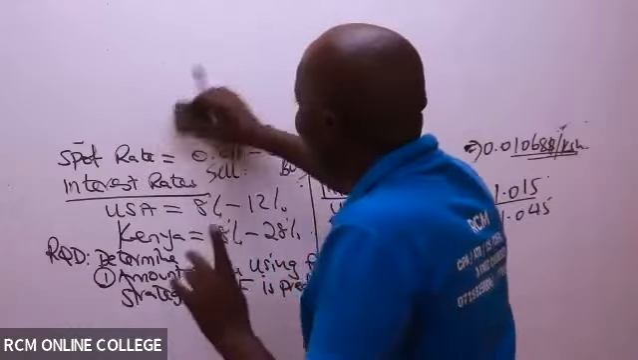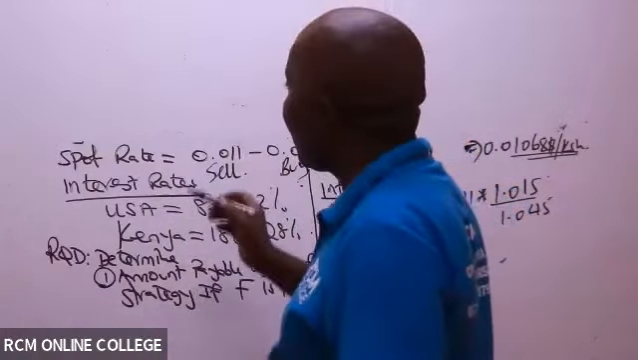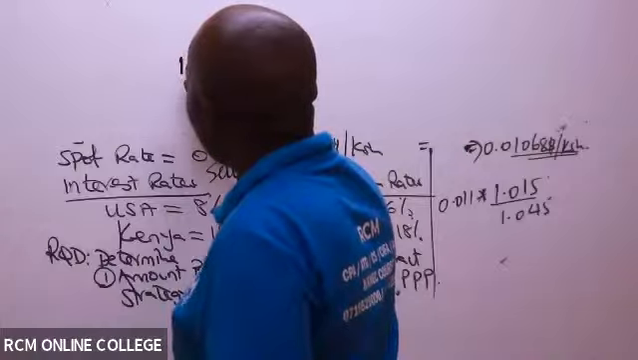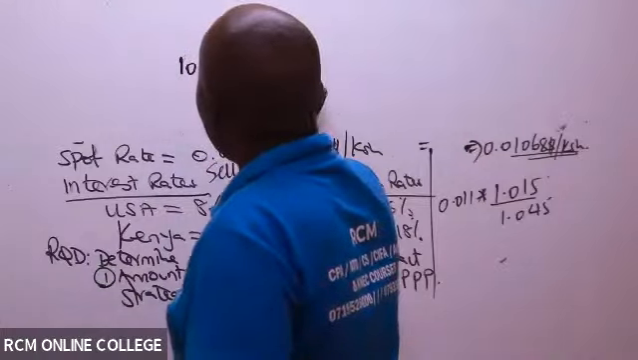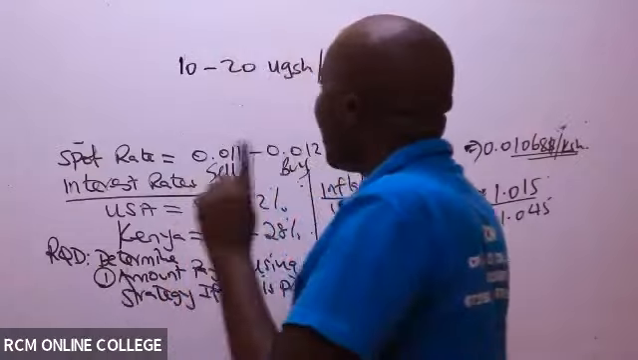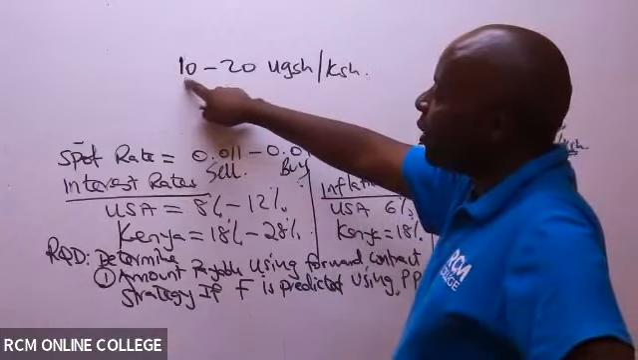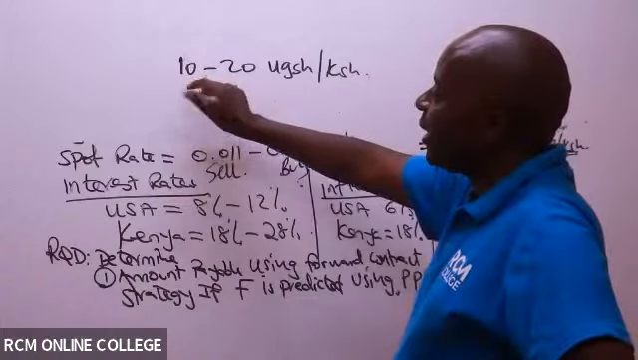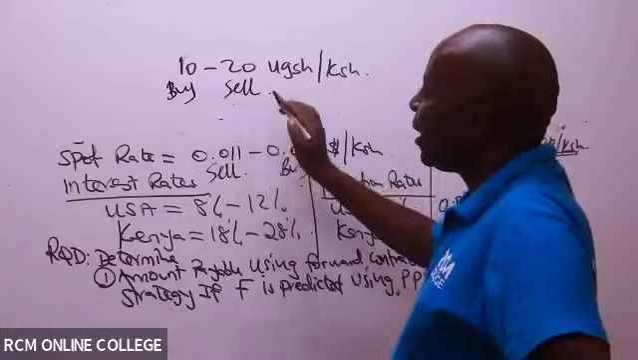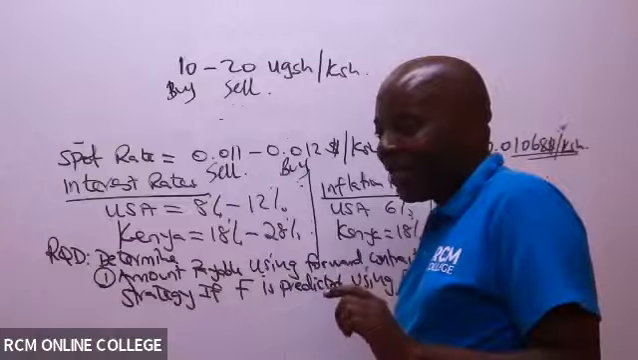There is something that I don't want us to be fighting about as we go on with this topic, as I come to the end of this topic. If, for example, you are given here an exchange rate, 10 to 20 Uganda shillings per Kenya shilling, there are those students who will still believe that the lower number should always be buy. Always. There are those who will tell you that Mwalimu, the lower number is buy, and this one here is sell.